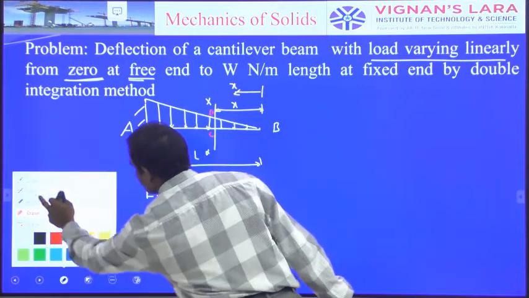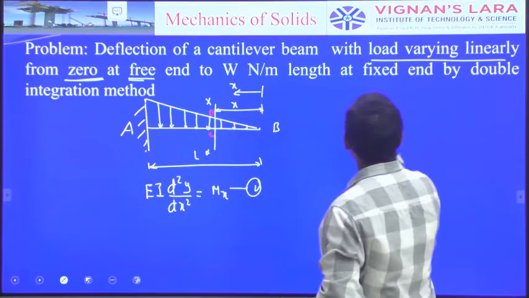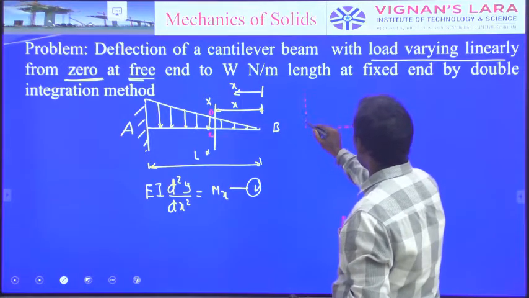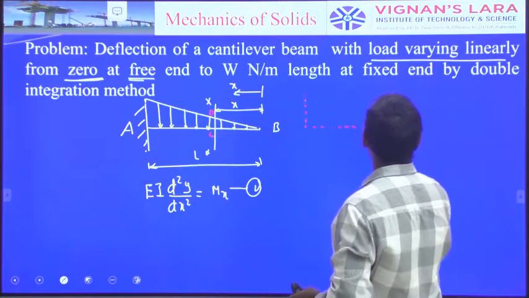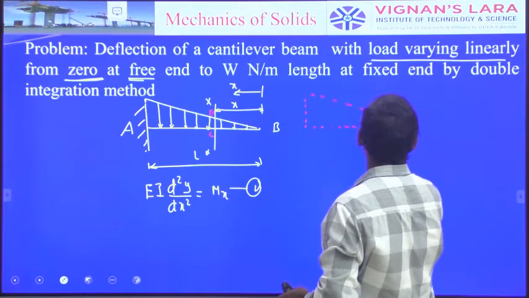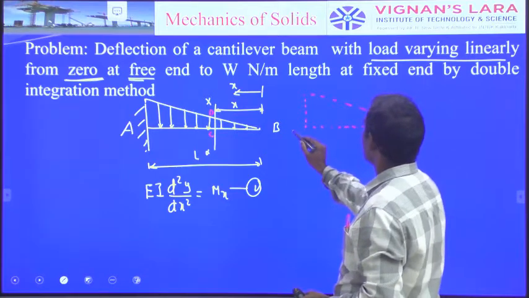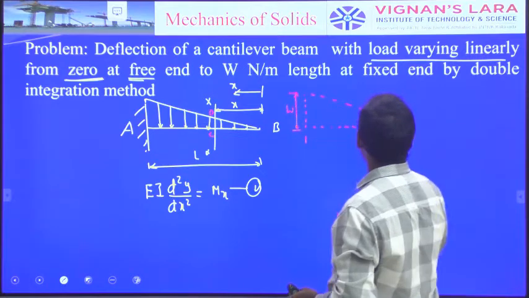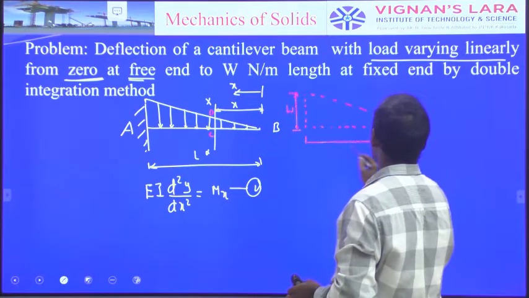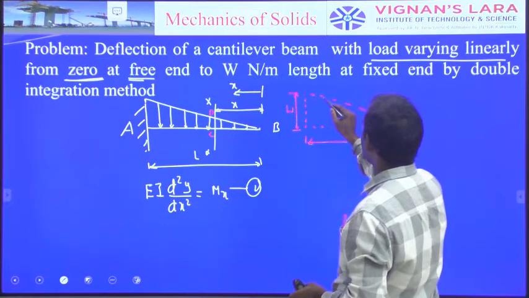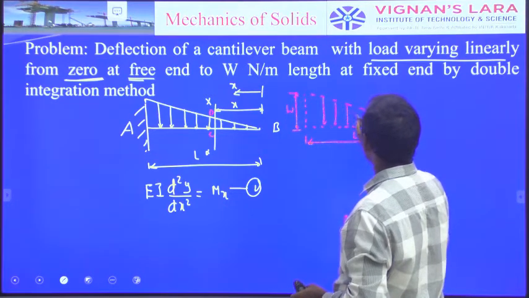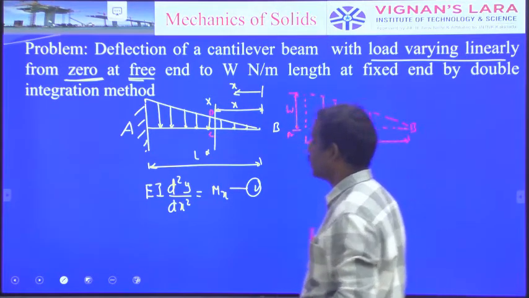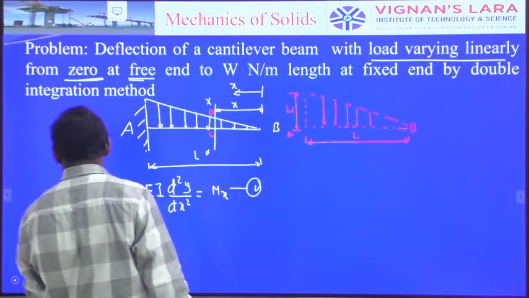This is the entire beam, need not worry about. This is the W load. So the overall height of the beam is W. This is L. The rate of loading is as shown. So this is the B and this is A.